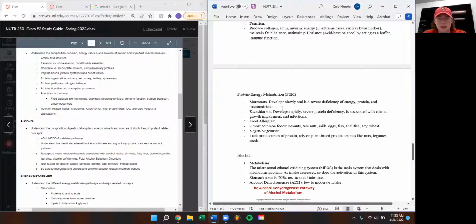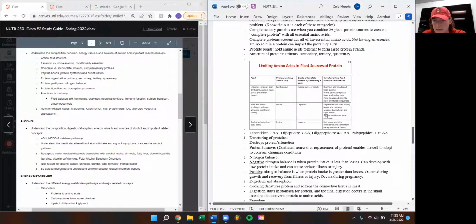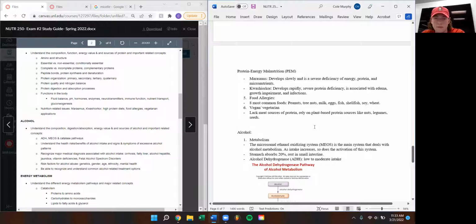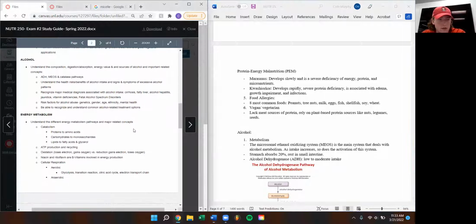And again, looking at that list of foods to see the complementary food combinations is going to be important. All right, so this will be our last section here, alcohol, and then we'll finish up on Wednesday.